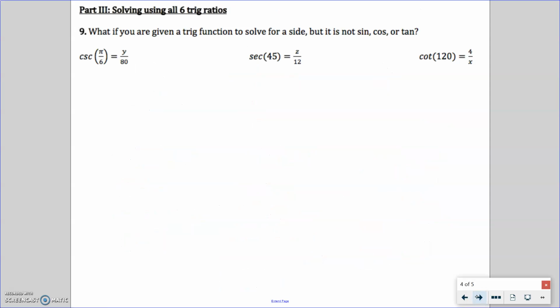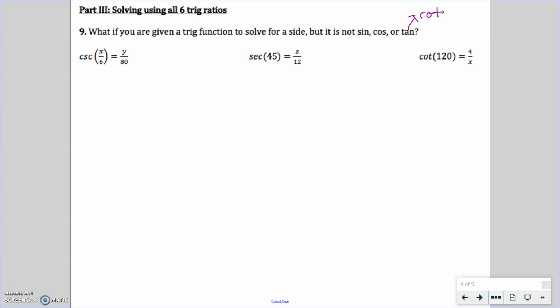All right, so here's the other kind of trick to this. What if you're given a trig function to solve for a side, but it's not sine, cosine, or tangent? Okay, couple things we need to remember which ones went with each other. So tangent went with cotangent. That's the easy one to remember. Tangent and cotangent go together.